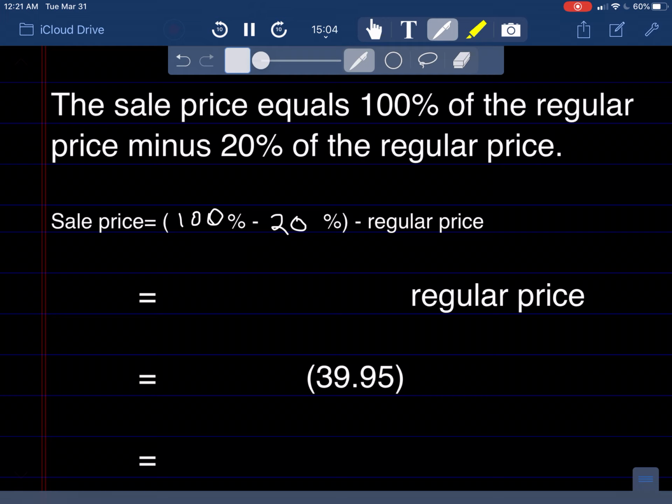So 100% minus 20%, we should get, hopefully you said 80%. I'm going to put that up here because we're just going to write the decimal directly into the problem that's going to go here. Okay, so we should have 80%, and when you convert it into a decimal, hopefully we're converting it right now, 80% as a decimal should be 0.8. And we are multiplying that.